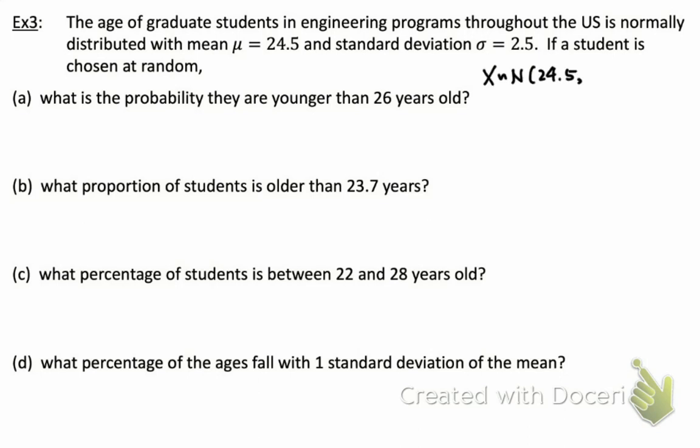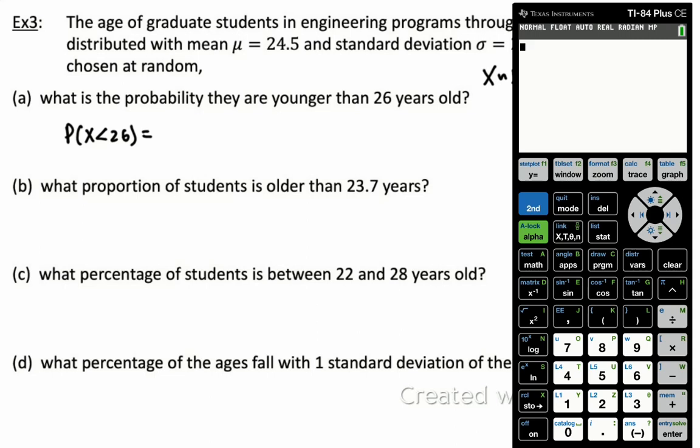So first, let's define our random variable x as normally distributed with a mean of 24.5 and a variance of 2.5 squared. So we've got to put squared next to our standard deviation to make this fully correct. Part A, what is the probability that they are younger than 26 years old? So we're looking for the probability that some graduate student is less than 26. So let's go and open up our graphing calculator.